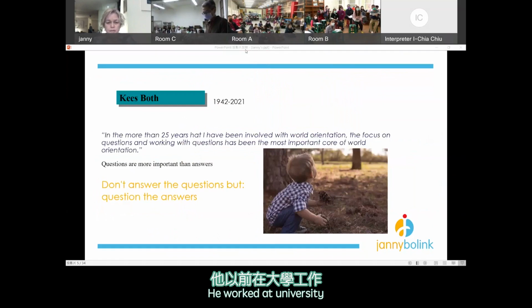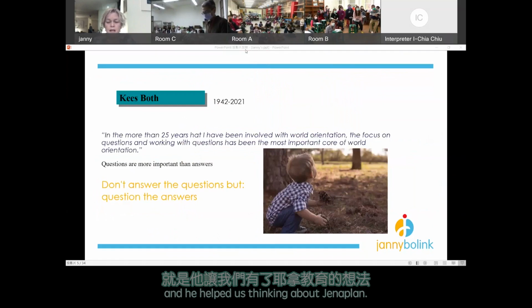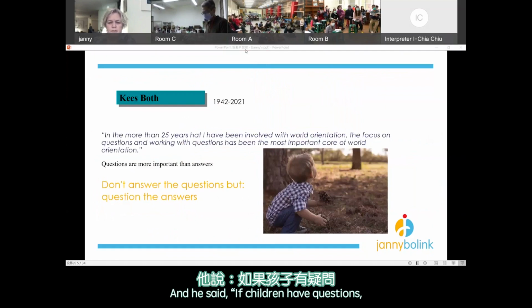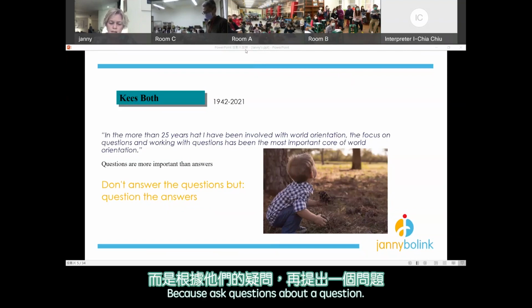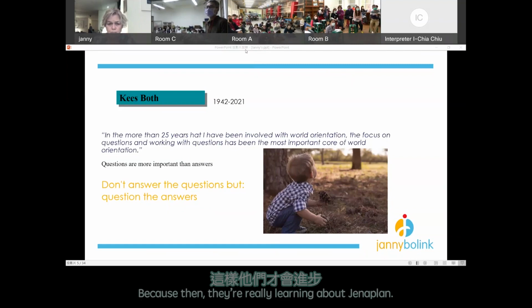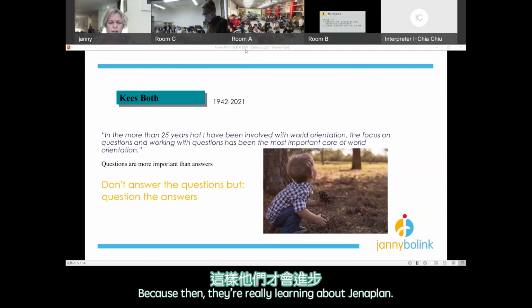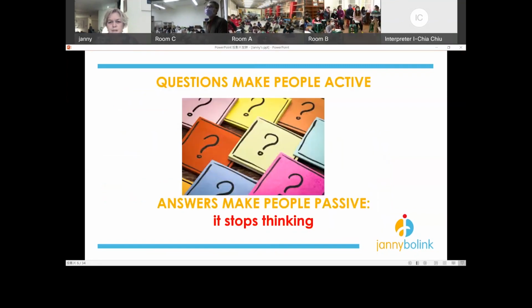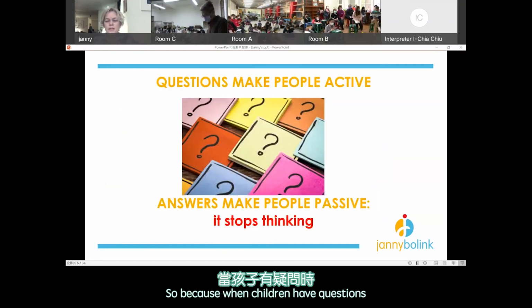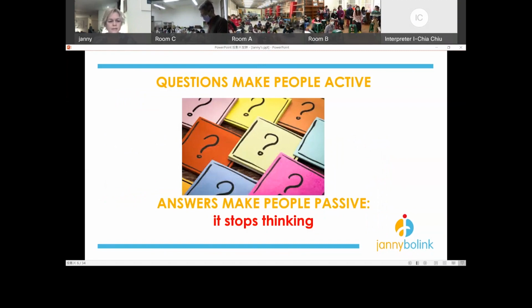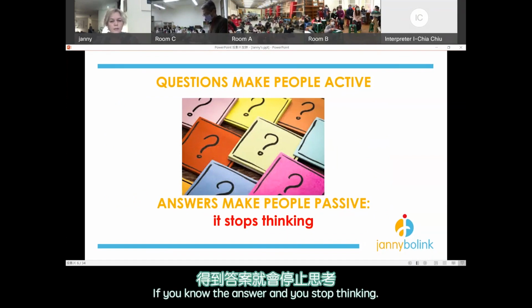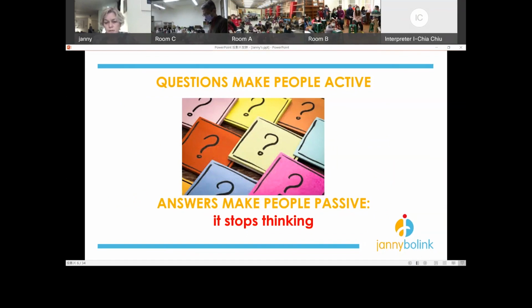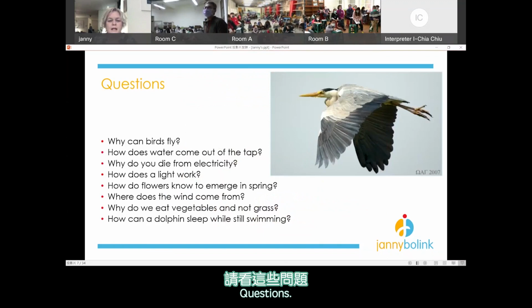He works at the university and he helps us think about Jenaplan. He said, if children have questions, don't give them the answers. Ask questions about their questions, because then they are really learning about Jenaplan. When children have questions, they are very active. If people get the answers, it stops thinking. It makes them passive. So if you know the answer, you stop thinking. That's how it works.